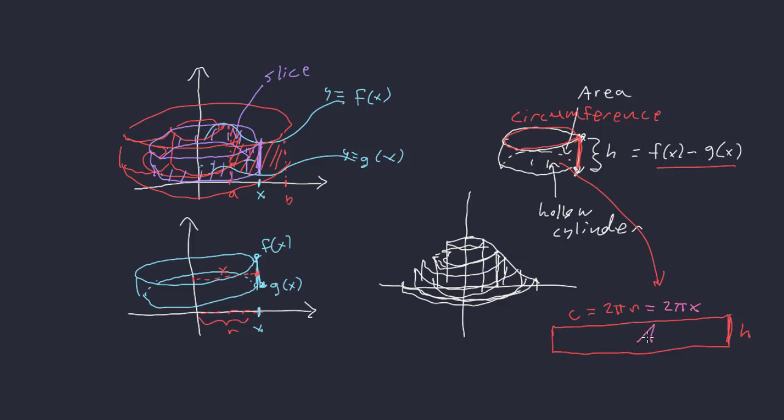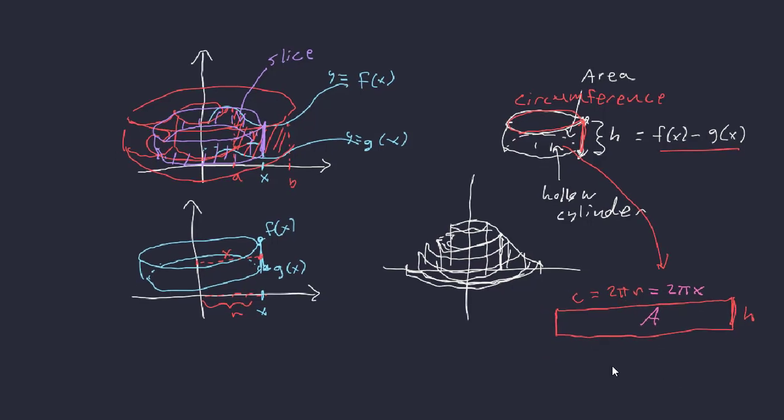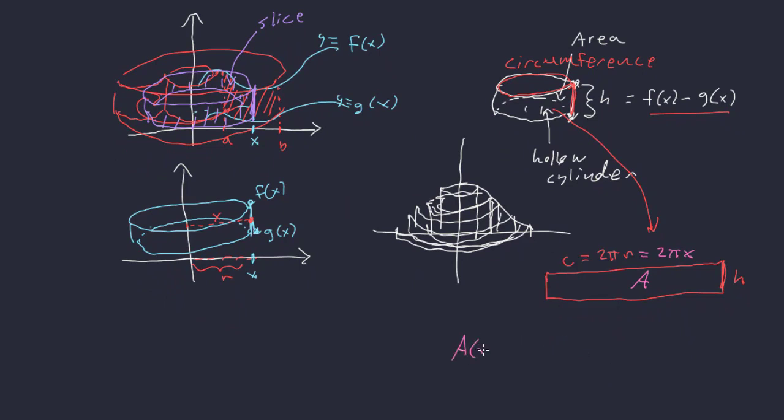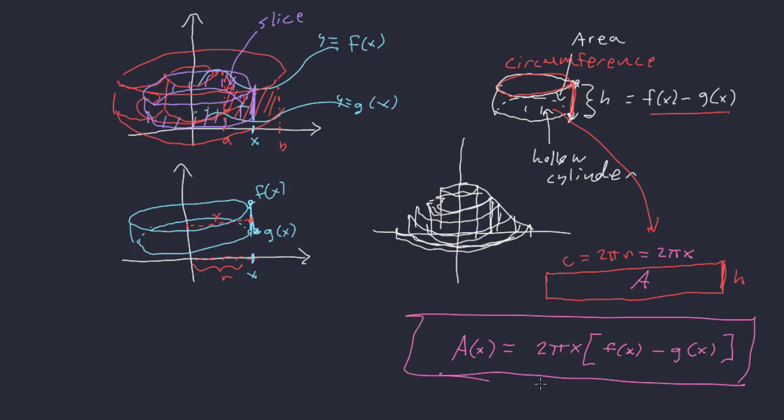So the area of this rectangle in terms of x, again, what ends up being the area of each slice for the general slicing method, is the width times the height. So it'll be 2 pi x times h, which is f of x minus g of x. And that is where we build our volume formula from.